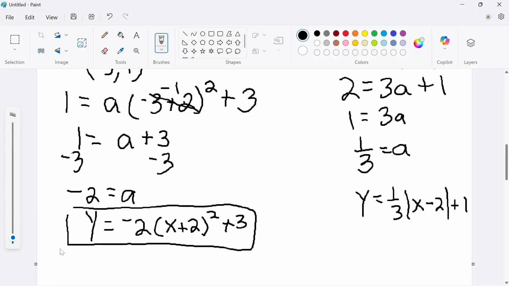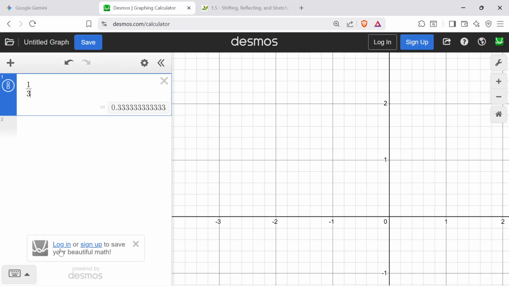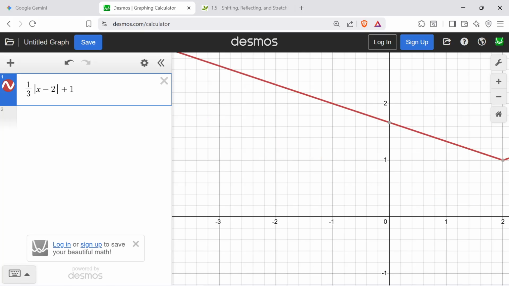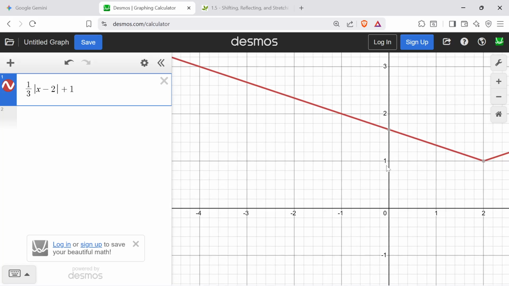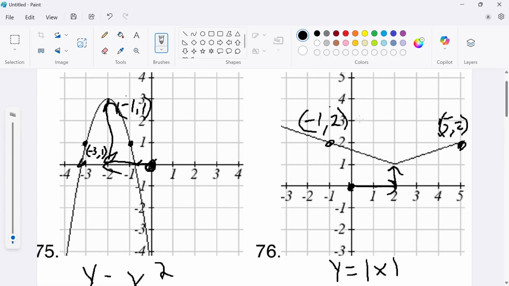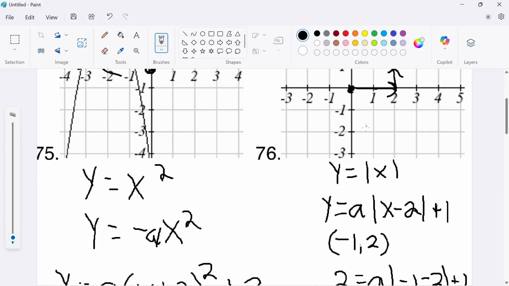What was it again? 1/3. I have no short-term memory. x minus 2 and then plus 1. And let me just check if I've got the right points here. The vertex is in the right point. Where does it cross the y-axis? Let me get to that exactly. 0, 1.6667. Yeah, that looks pretty good. So I've got the function.